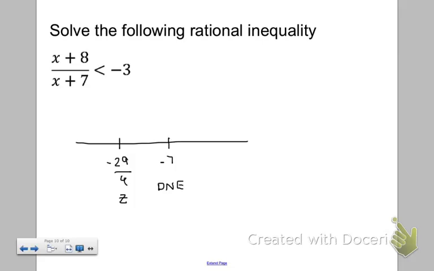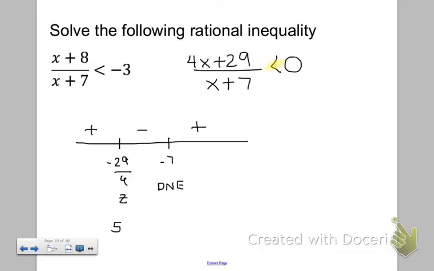Alright, so from negative infinity to negative 29 fourths, we found that that graph was positive. Then in between negative 29 fourths and negative 7, we found that it was negative. And then after that vertical asymptote at negative 7, we found that the graph was again positive. Okay. Now remember, we're looking for where 4x plus 29 over x plus 7 is less than 0. So that key being that we're looking for where it's less than. Okay. So we're looking for where it's negative.